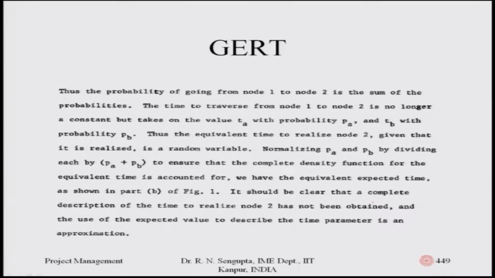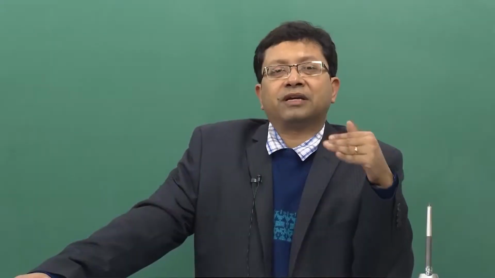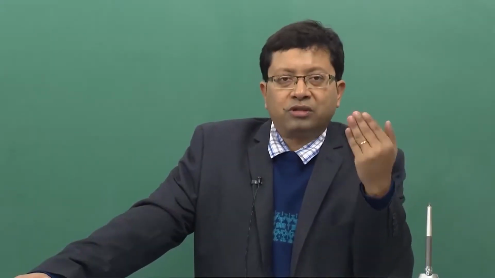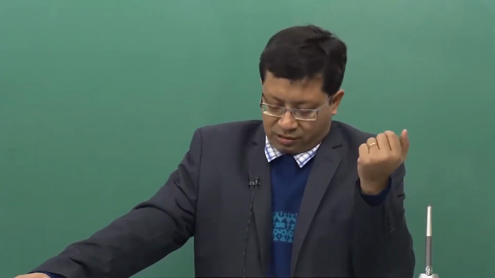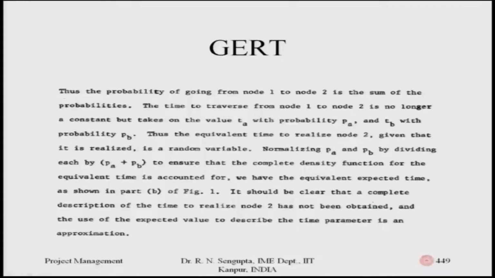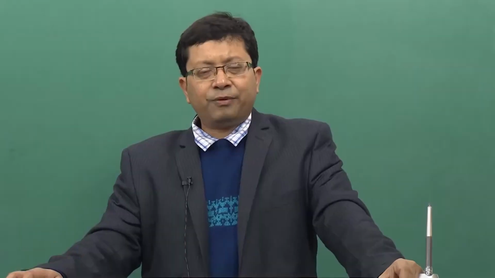And again, I am mentioning it can be extended for more than two of these connections, which is possible in any complicated GERT process. It should be clear that a complete description of the time to realize node 2 has not been obtained, and the use of expected value to describe the time parameter is an approximation based on which we are trying to proceed. Now, why is it an approximation? Remember that these realizations are random.